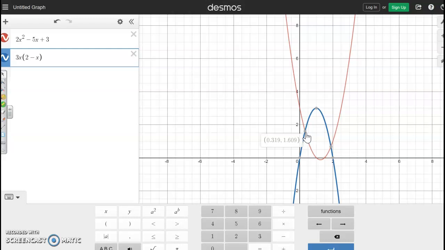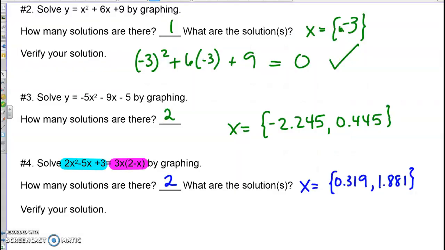So our one answer is 0.319. Our other answer is 1.881. Let's write that in. So here are the solutions written in. Notice that it was the x-coordinate of the intersection points of both sides of the equation.